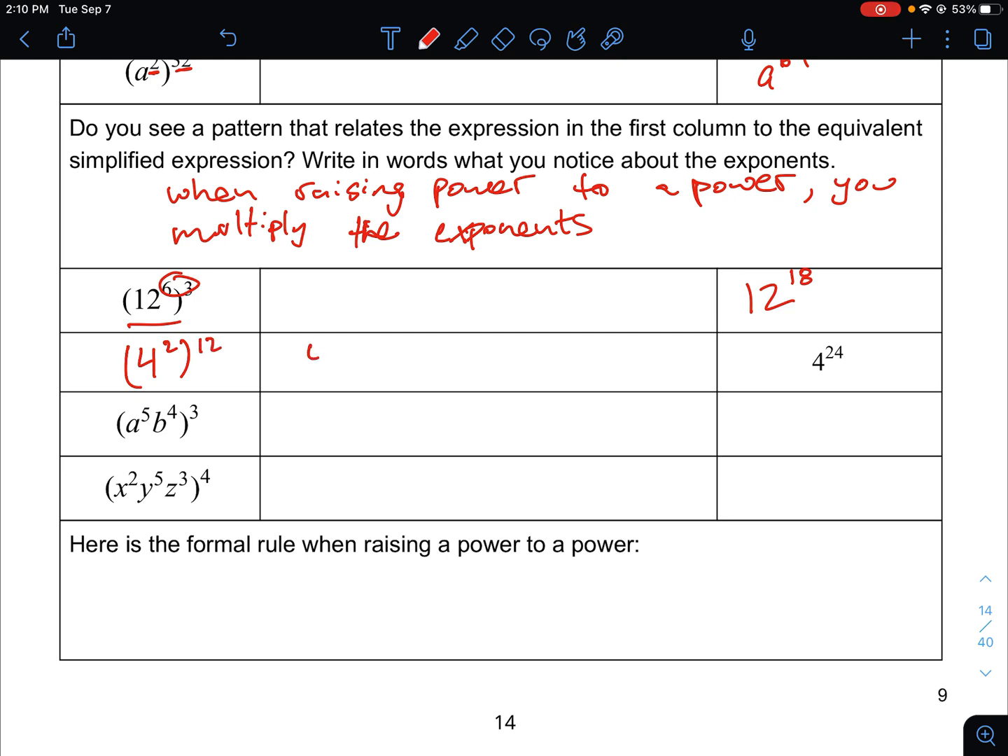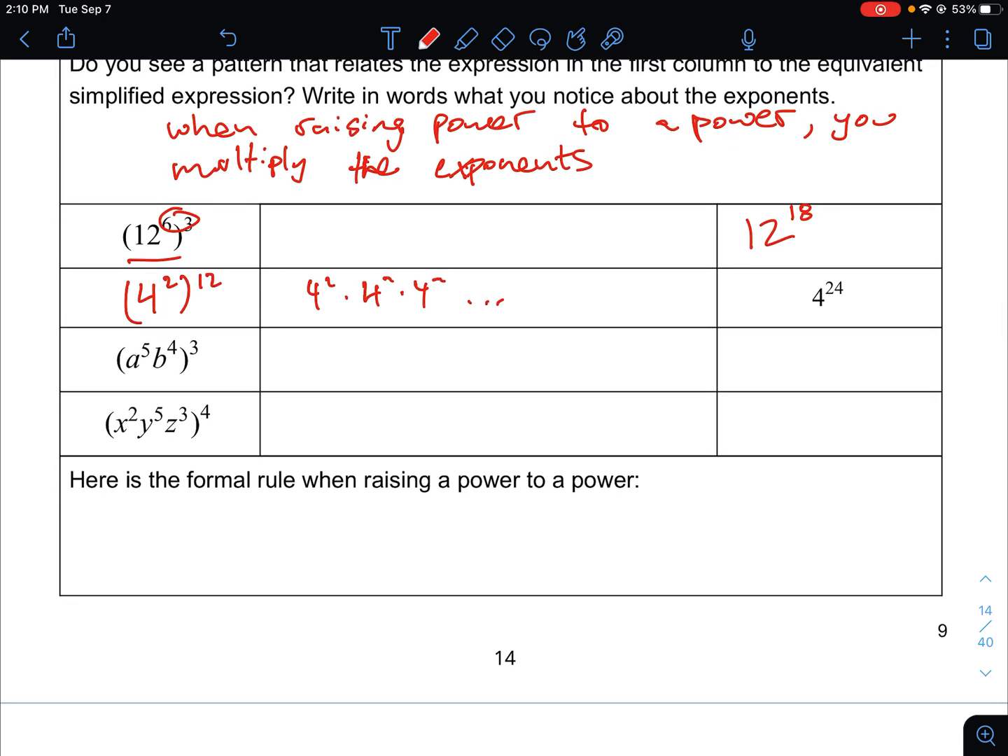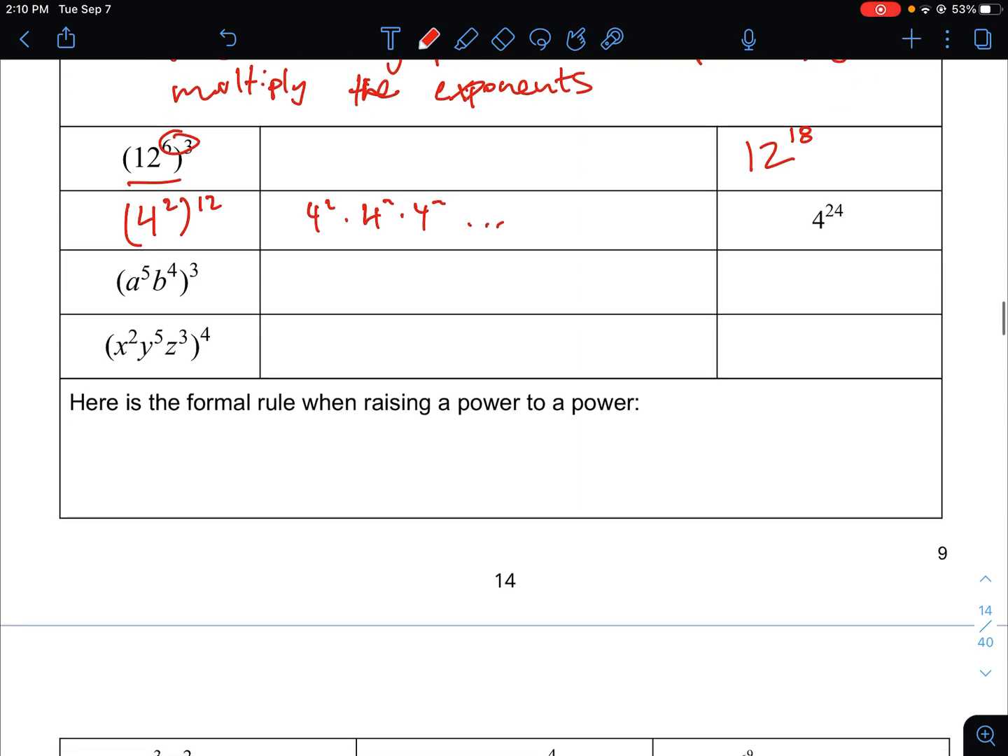Now we could also just do 4 squared times 4 squared times 4 squared, 12 times, but I don't think we need to do that because that's a lot of writing. So I could have done easier numbers too. If you thought 4 to the 3rd times 8, that would have worked as well, and that would have made this middle part even faster.